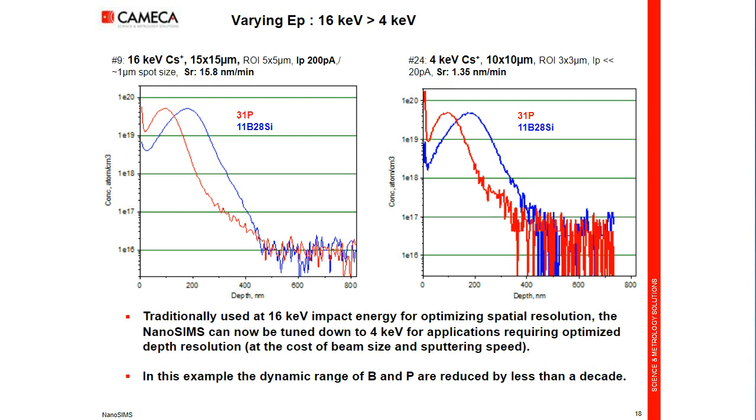And this is due to the limitation of the primary beam current by the extraction on the cesium source. This should be improved soon. But still, the conclusion of this slide is that it's now possible on the NanoSIMS to adjust the impact energy to optimize the depth resolution when needed.